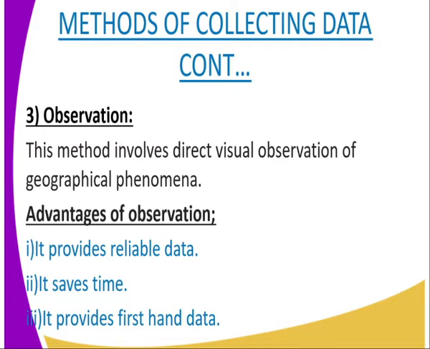Observation involves direct visual observation of geographical phenomena, when you use your own eyes and draw conclusions from them. What are the advantages? It provides reliable data. Here you don't require to get information from anyone. You are the one who is getting the data, so you get the right thing that you want. Number two, it saves time. It provides first-hand data.